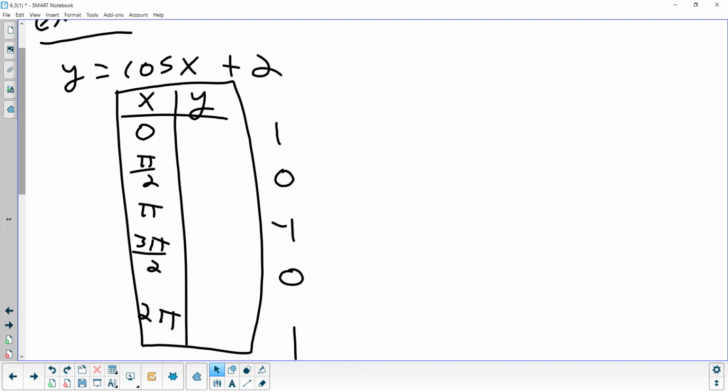And Eli, what am I doing to all those y values? Adding 2. I'm going to add 2. Francesca, can you tell me what I get if I add 2 to all those values? 3, 2, 1, 2, 3. There you go. So there are your new y values. That's why I said the arithmetic was a lot easier. 3, 2, 1, 2, 3. Any questions on the table?